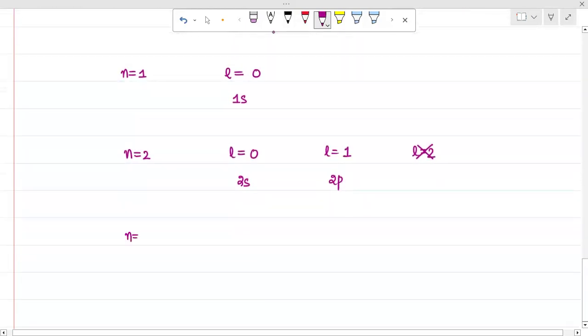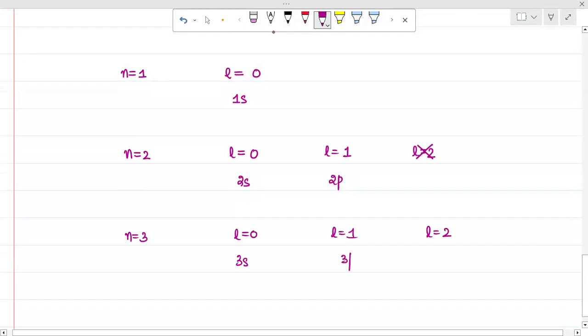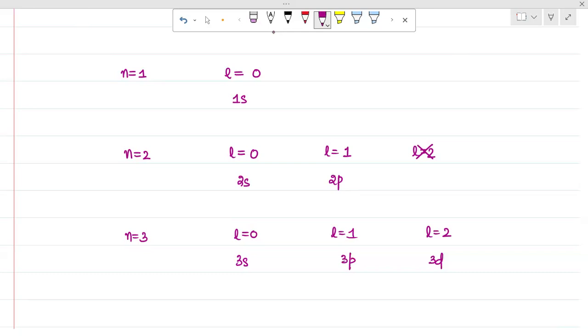Next, n is equal to 3. It can have L is equal to 0, 1, 2. This is 3s, 3p, 3d. Okay, so now we have got an understanding. This is how we go. So in the first shell, you have got one subshell. In the second shell, you have got two subshells. In the third, you have got three subshells. Okay?